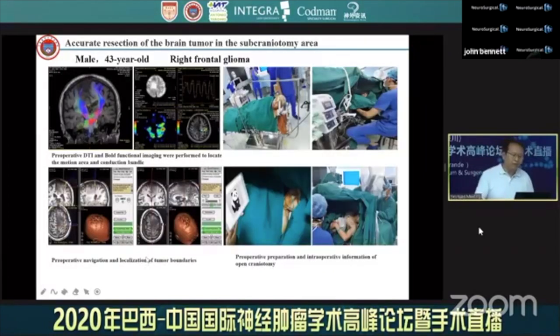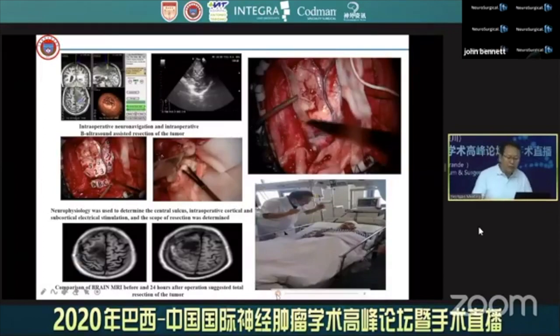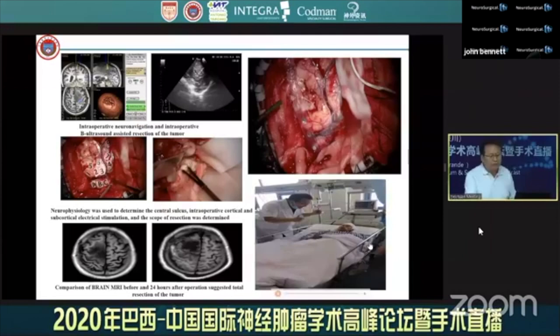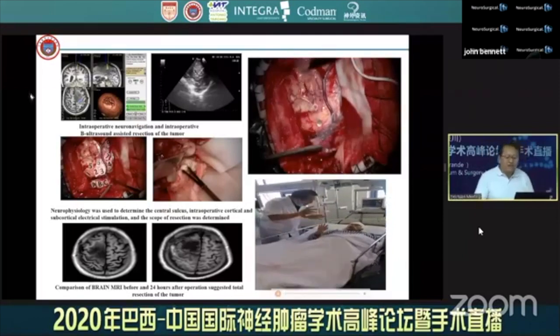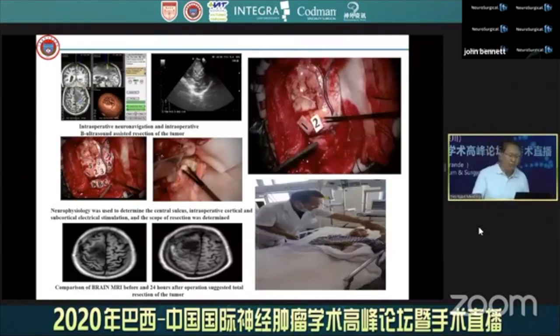This is a 43 year old. I show it because Micro Wagner has an interesting weak antecessor. We have finished 5 cases of this kind of weak antecessor to preserve the deficit. I just show it. In this case, during the operation, intra-operative neurophysiology monitoring and localization of the functional regions, and also use navigation to strengthen the regions, and also use ultrasound.